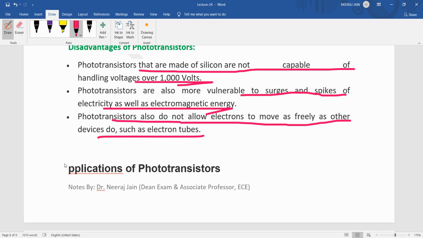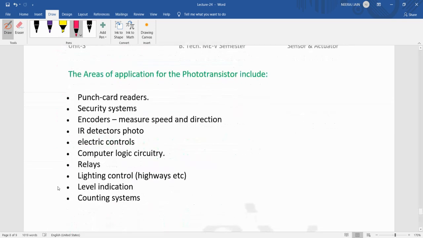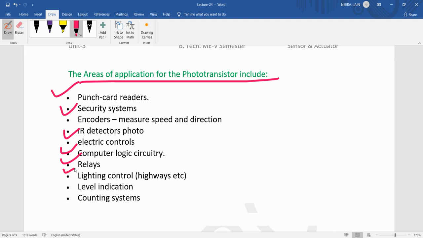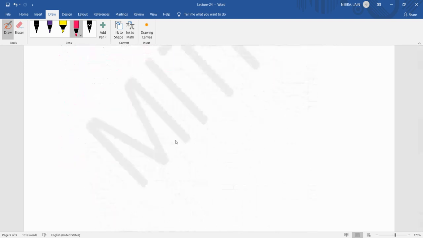If we see the applications of phototransistors, there are some areas where we can use the phototransistor: punch card readers, security systems, IR detectors, electric control, computer logic circuitry, relays, light control, and level indication. In some places we can use the phototransistor.